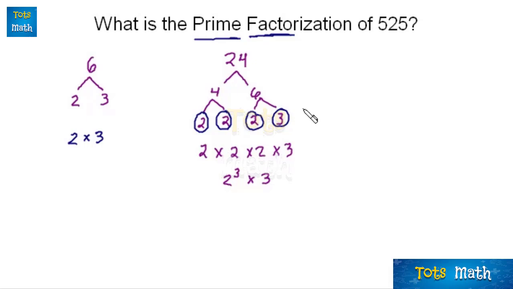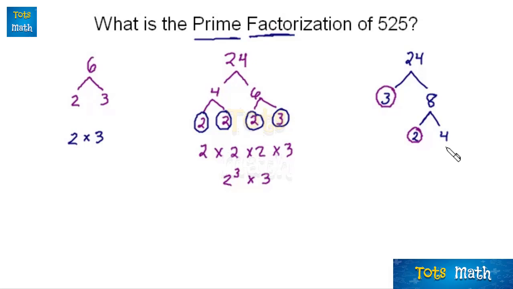Well, earlier I said that we could have used any two numbers that multiplied to 24. I just happened to choose 4 and 6. But let's try another pair. Let's see what happens if we try 3 times 8. This time, one of our numbers is prime. The number 3 is prime. So we're done with this side of the factor tree. But we can simplify the number 8 a little bit further. We can say that 8 is the product of 2 and 4. And we know that 2 is prime, so this branch is complete.